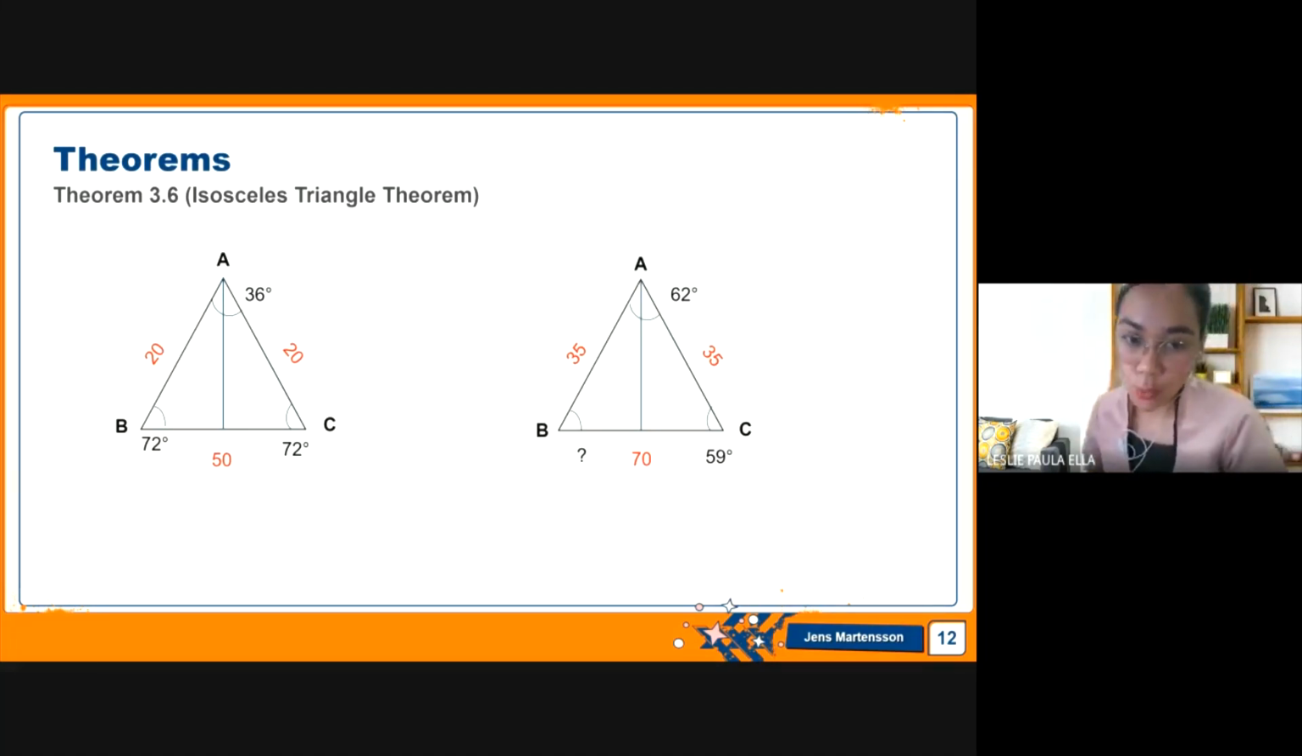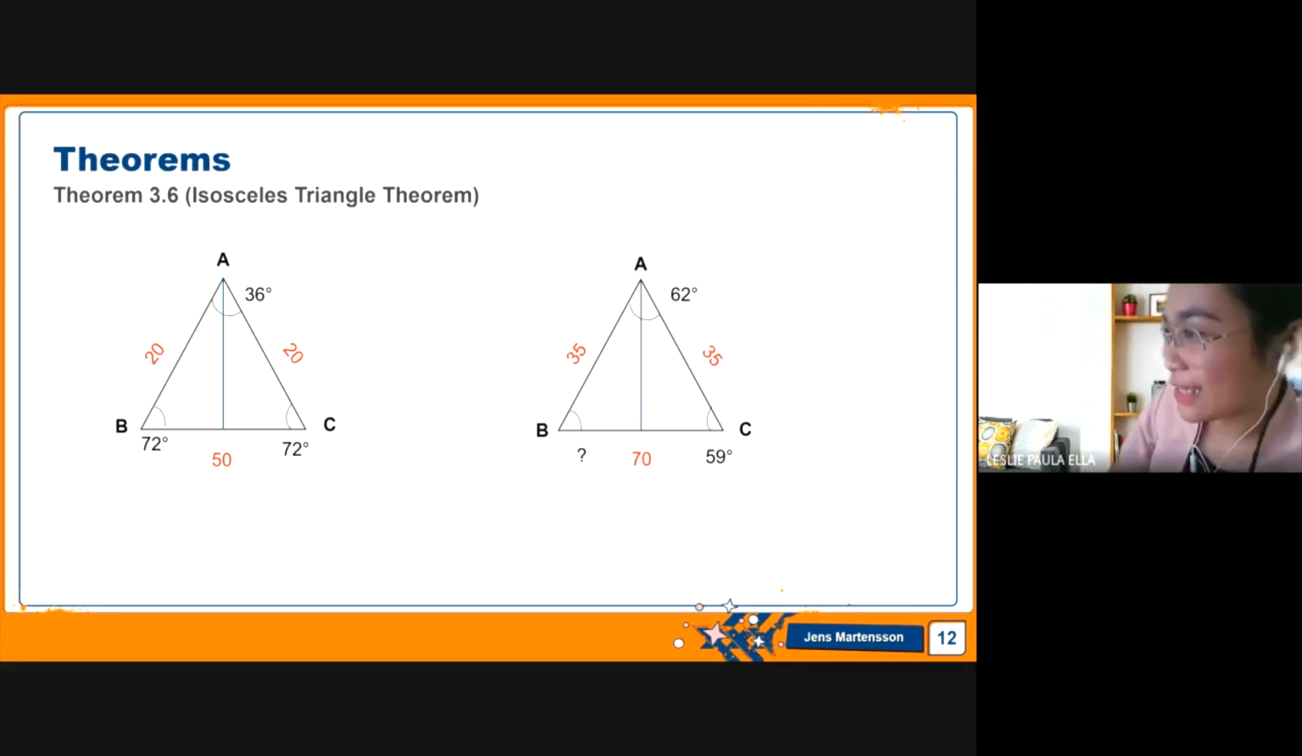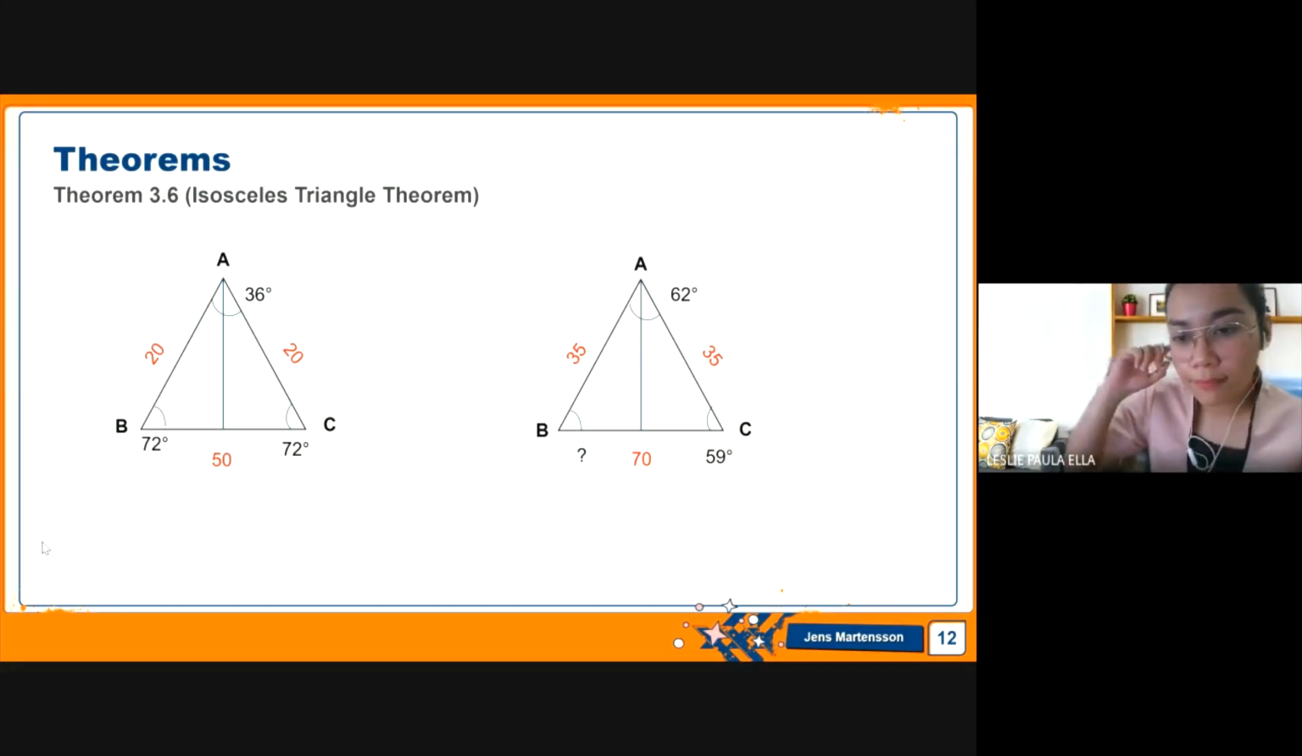Okay, I'm just going to ask if you don't like to type your answer. Sophia, what do you think is the value of angle B? Okay, compare this. Yeah, correct. It is 59, and 59 added to 59 and 62 will give us 180 degrees. So that's correct. The value of B is 59 because they are congruent to each other or they have the same value.